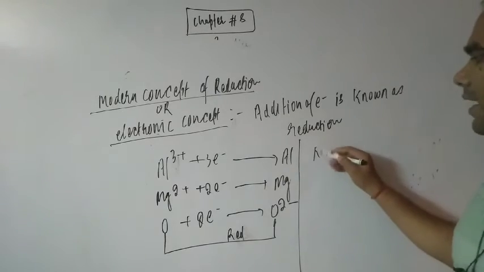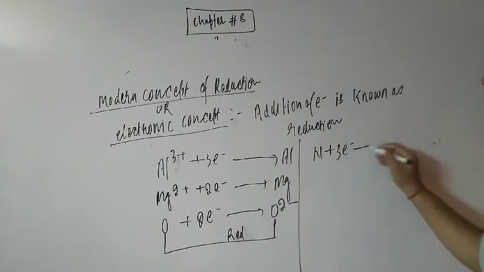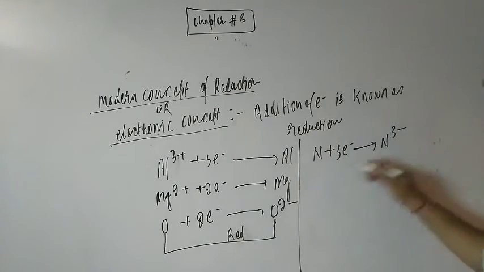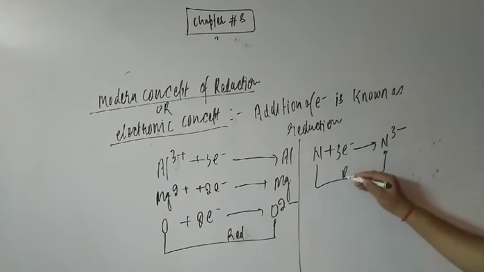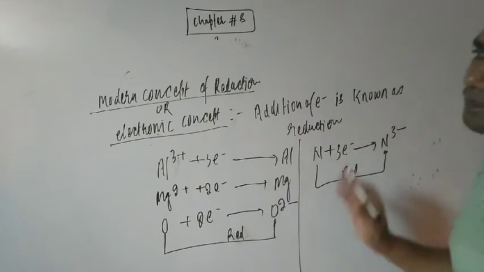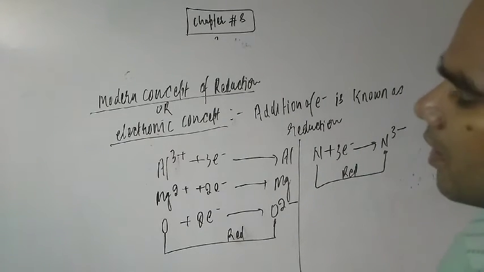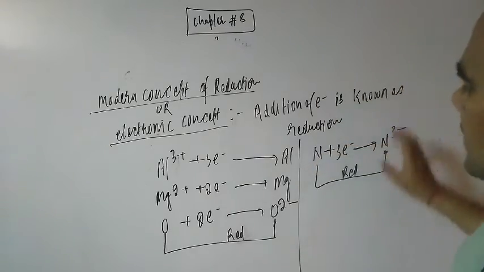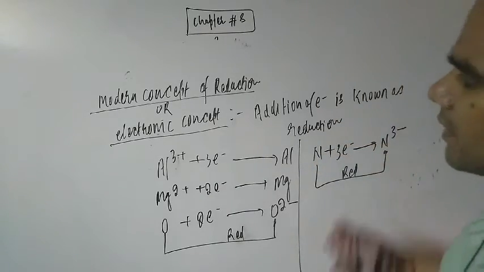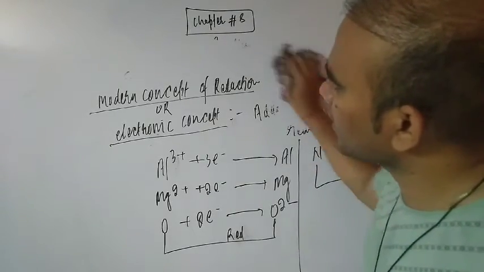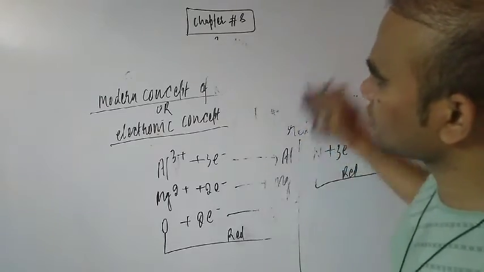If I am having N and I have added 3 electrons, so this will come, that is N3-. This is again going to be reduction. So in the modern concept, what we are saying is that the addition of electron is reduction. Now let us go for the modern concept of oxidation.